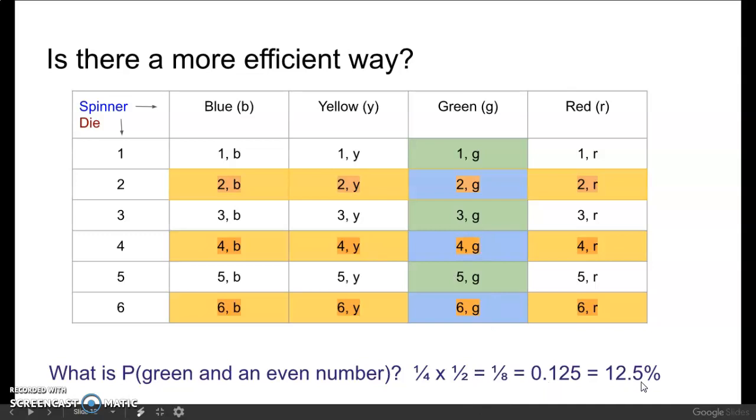Again, here's your decimal, here's your percent, same answer. So the efficient way to actually figure out the probability of independent events occurring is to find the probability of each separately and then multiply them together. So here's the probability of spinning green. Here's the probability of getting an even number. When I multiply them together, I get the probability of both of those occurring. Now remember, this is what you use when it's independent events.